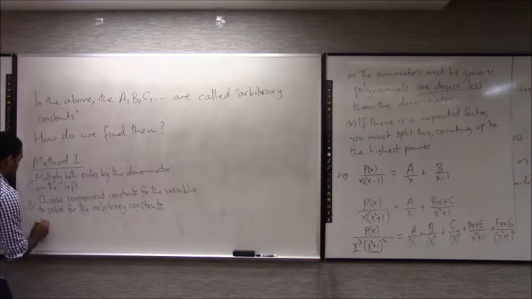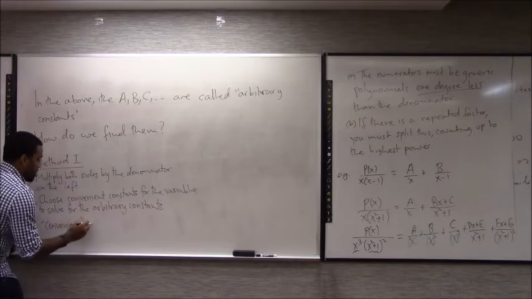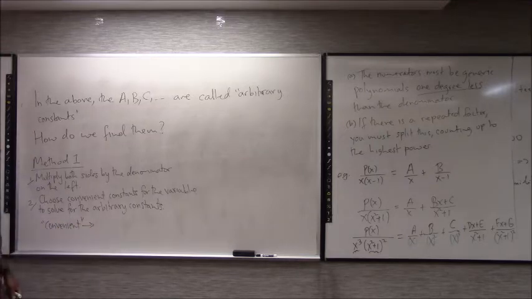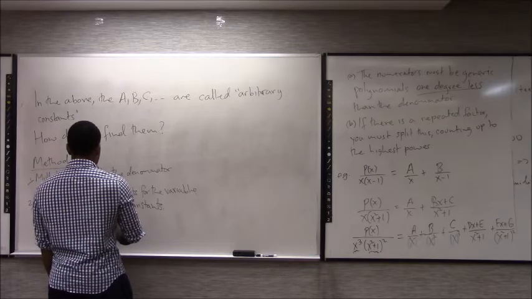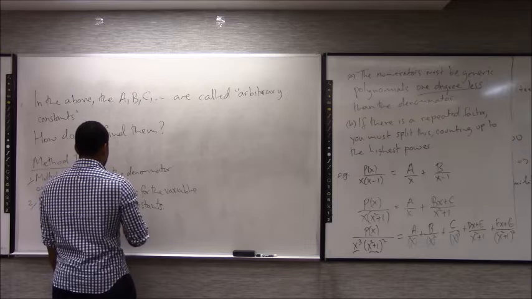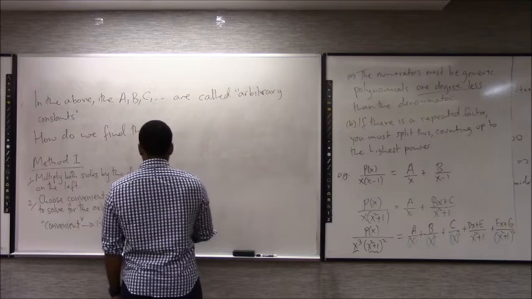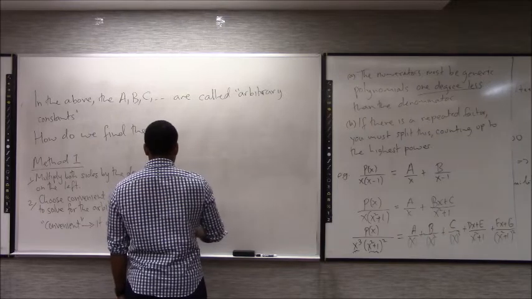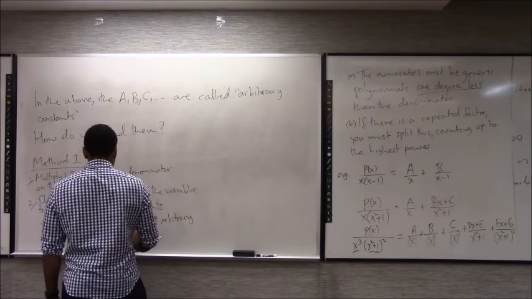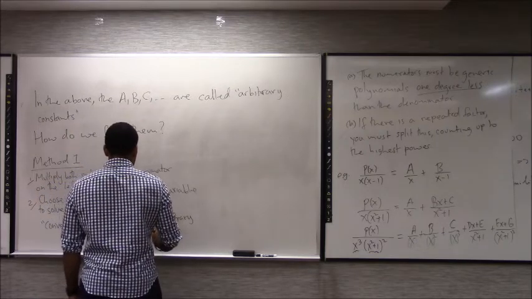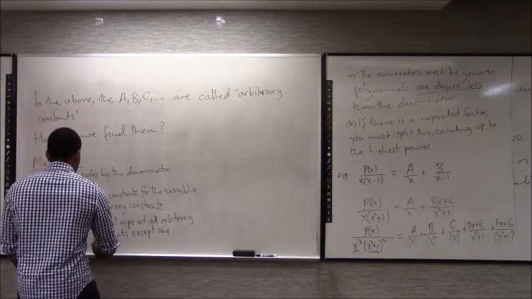Now, convenient here, I'm using this in a very specific way. Basically, convenient means for us, it will wipe out all arbitrary constants except one that you can solve for. Repeat this process until you find all of them.